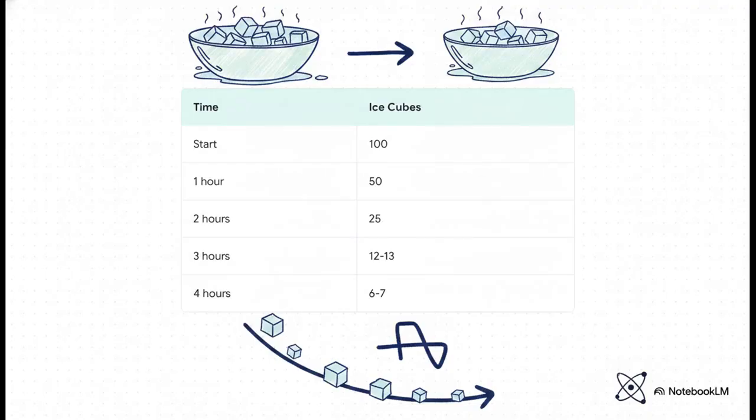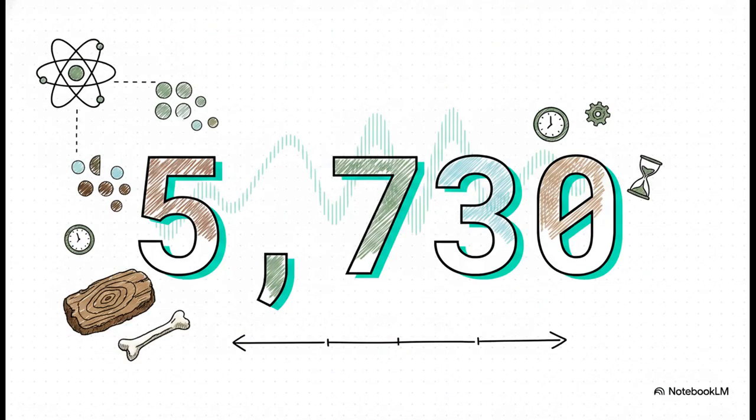Let's look at an everyday analogy to make this stick. Imagine a bowl of 100 ice cubes sitting in a warm room, where exactly half of them melt every single hour. You start at 100. Hour 1 takes us down to 50. Hour 2 takes us to 25. Then roughly 12. Then 6. Notice the pattern. The amount drops exponentially. You are never just subtracting a flat rate of 50 cubes, you are continually dividing whatever is left in the bowl by 2. Let's see how this builds into real science.